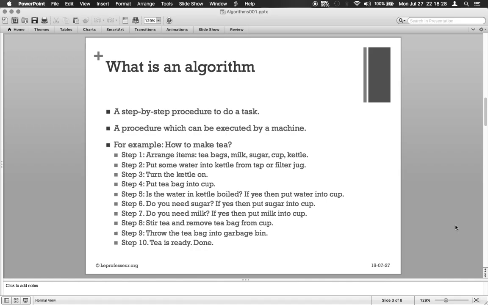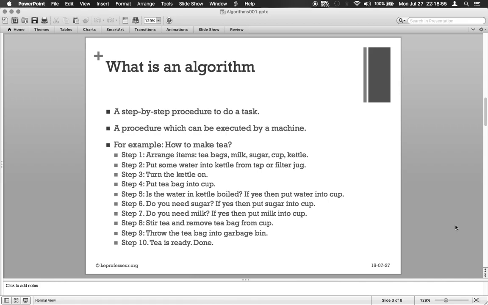Then step 6 comes when you put the water into the cup. After that, the step 6 comes. Do you need sugar? If your answer is yes, then add the sugar in the cup. Otherwise, go to the next step. Then another question, do you need milk? If you need milk, then add the milk in the cup. If no, then directly go to the next step.